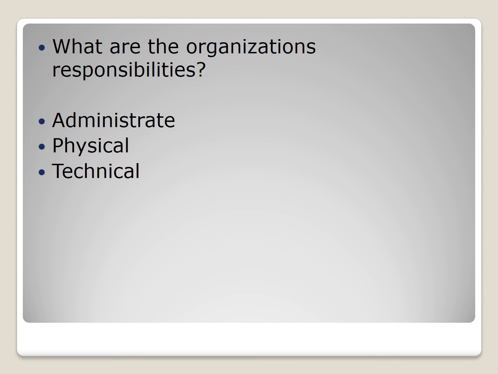What are the organization's responsibilities? We have 3 areas that we're responsible for: administrative, physical, and technical. The HIPAA security rule provides physical, technical, and administrative safeguards of electronically stored PHI. The organization must have policies and procedures for employees to follow to make sure the patient's information remains secure, and they must train the employees on these procedures.